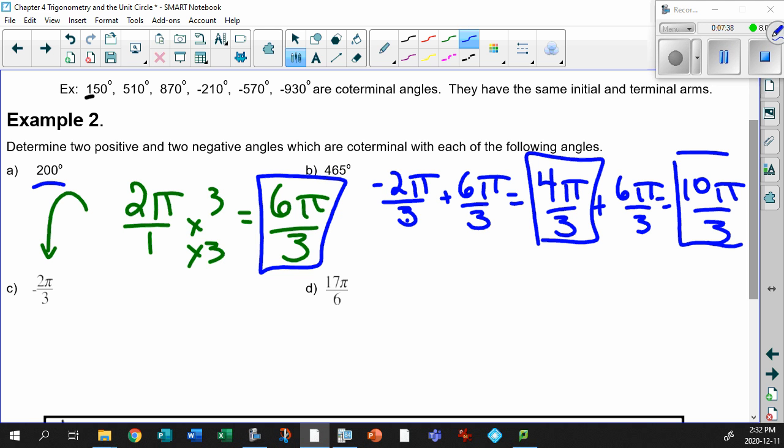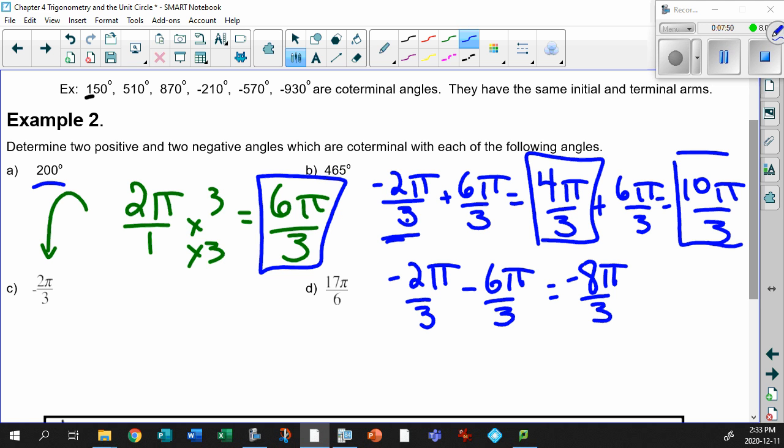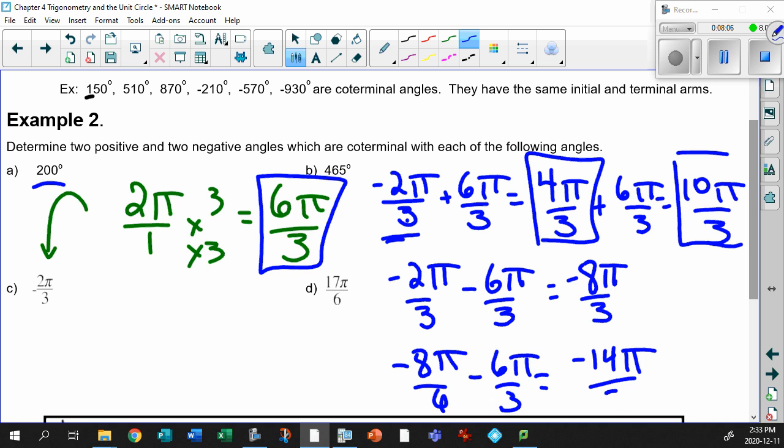Okay, let's go backwards from minus 2 pi over 3. Subtract 6 pi over 3. 2 pi minus 6 pi is going to be minus 8 pi over 3. And then do it again. Minus 8 pi over 3, subtract the 2 pi, which is 6 pi over 3, to give you minus 14 pi over 3. There. That easy.